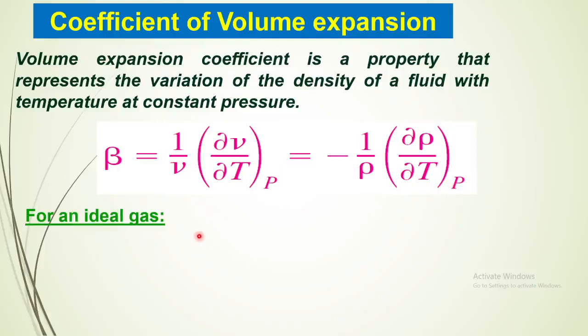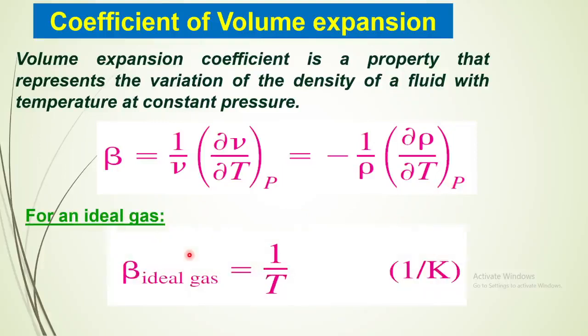For an ideal gas, the coefficient of volume expansion can be given by 1 over T, where T is absolute temperature, that is, it is considered in Kelvin. So its unit will be Kelvin inverse.